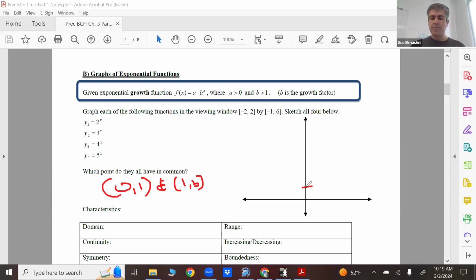So let's do red for that one. Green. Blue. We'll do yellow.